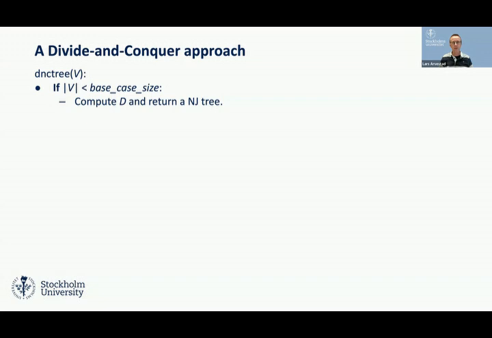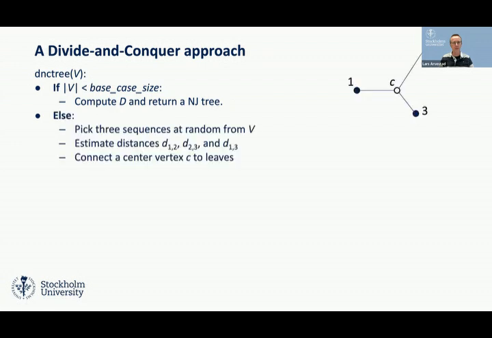So this is a divide and conquer approach. Of course we need the base case, and this base case size can be whatever is suitable for your computer. Let's say you think of it as 100 sequences, and that's a small problem size, so you can easily compute the distance matrix and return a neighbor joining tree. However, if you have more sequences than that, one should randomly pick 3 of those taxa from the input and compute a tree and a sort of center vertex that's going to define sub-problems for you.